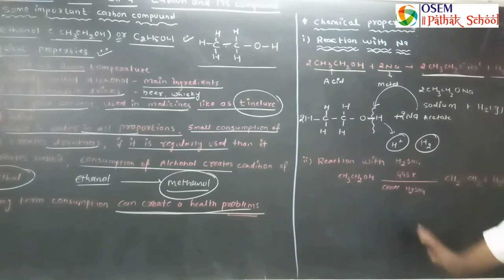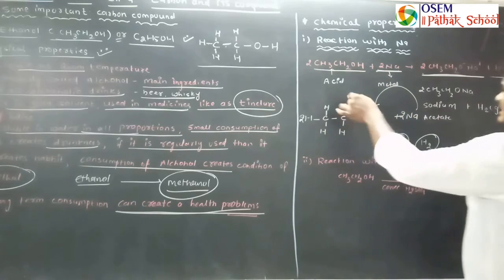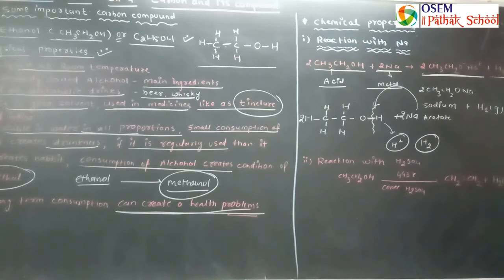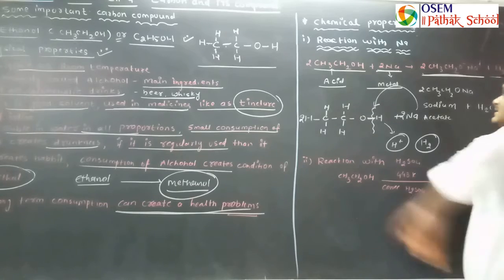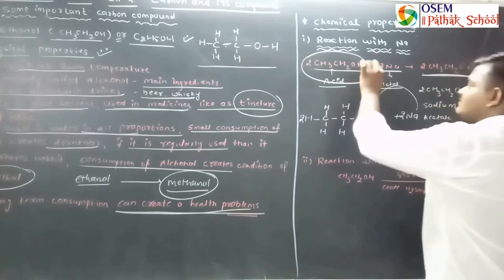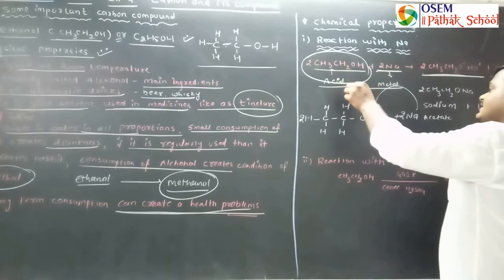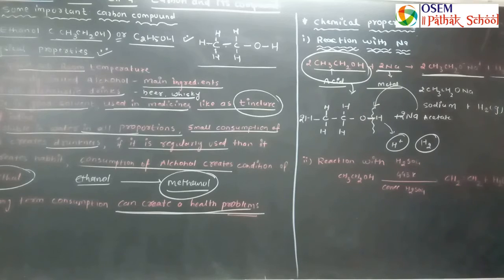So from this reaction we can say, sodium is a metal. When an acid reacts with a metal, it forms salt plus dihydrogen gas. It removes dihydrogen gas. So this reaction shows the acidic property of alcohol. Here this will show the acidic nature of alcohol.